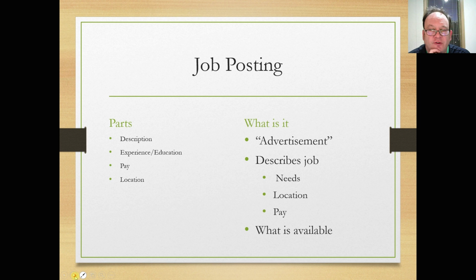And a job posting also tells you what kind of jobs are available. With a job posting, there's really four main parts. There's a description, like I said, that tells you what you're going to be doing for the job, what the hours are, how long you're going to be doing it, what the typical duties are. Then you have experience and education. How much experience do you need for this job? How much education? How much schooling? What types of schooling do you need?